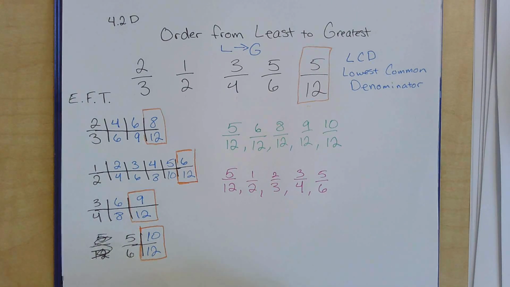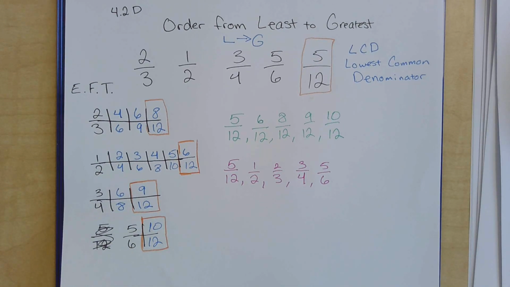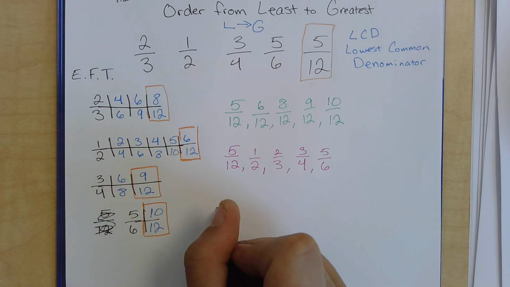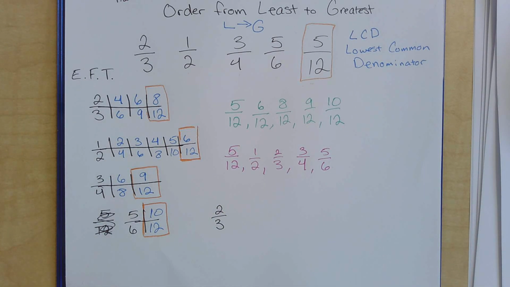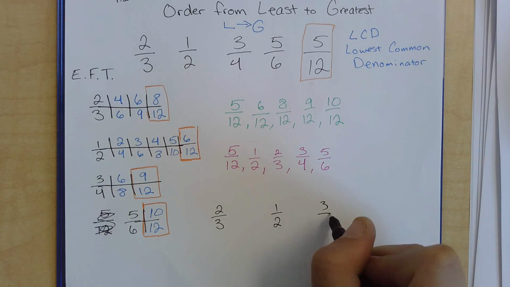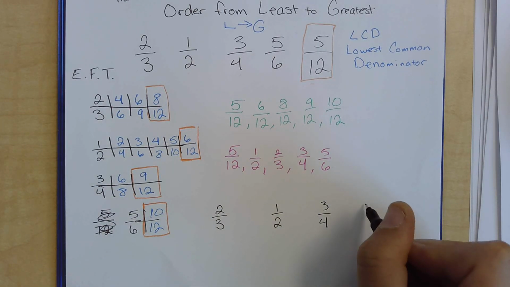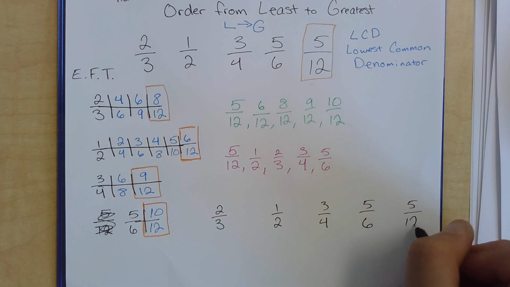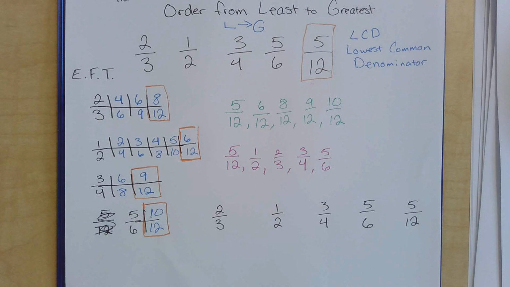I'm going to keep these fractions in mind, okay? I'll just write it on the same paper. It's not a big deal. So I'm going to use the same fractions, okay? It's going to be a little easier this time, though. I'm going to say 2/3, 1/2, 3/4, 5/6, and 5/12. Now, we already talked about how the common denominator in this particular case is going to be 12.